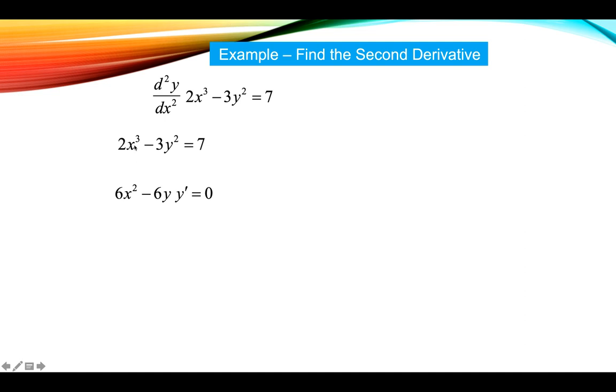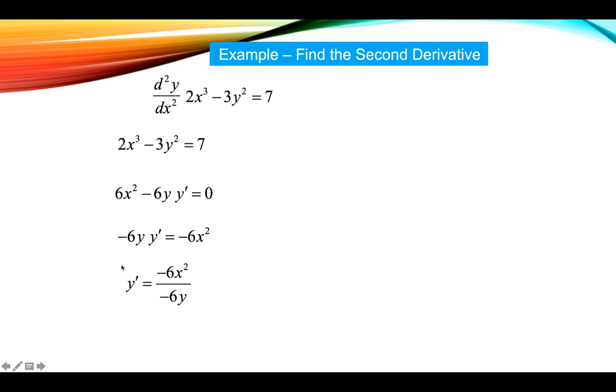All right, so when we do implicit differentiation, we're going to get 6x squared minus 6y times y prime. That's another way of writing the derivative of y with respect to x, the dy dx. You can just write it as y prime. And the derivative with respect to x of 7 is 0. So now we want to solve for y prime. So we're going to subtract the 6x squared over and then divide by negative 6y. And we'll get that the first derivative is negative 6x squared divided by negative 6y.